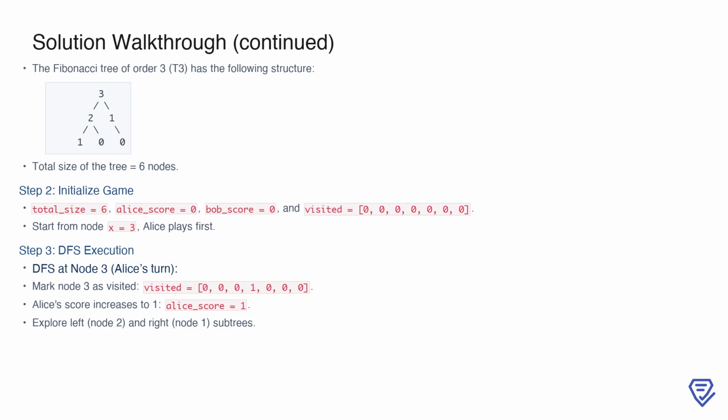To begin the game, we once again initialize the game parameters. The total size of the tree is 6, the scores for both Alice and Bob are set to 0, and a visited array of size 7, initialized to 0, is prepared to track visited nodes. Alice takes the first turn, starting at node 3. During her turn at node 3, she marks it as visited, updating the visited array. Her score increases by 1, and the DFS proceeds to explore the left and right subtrees from node 3.